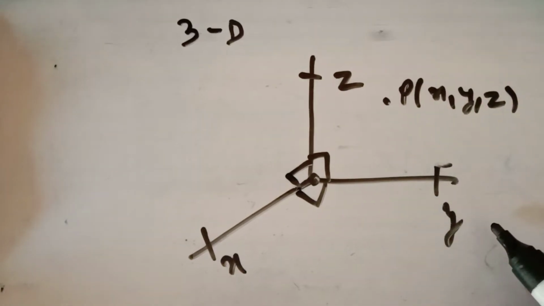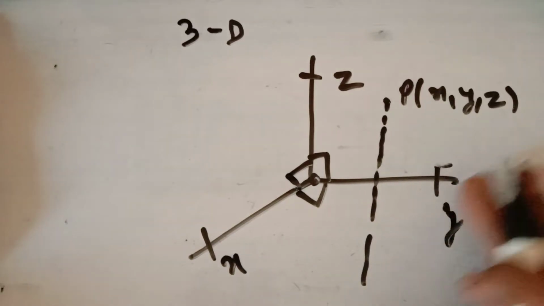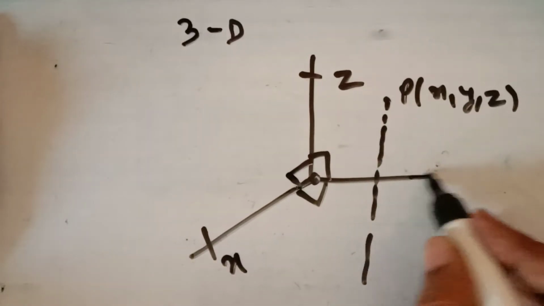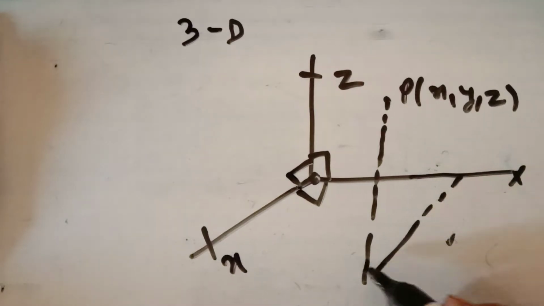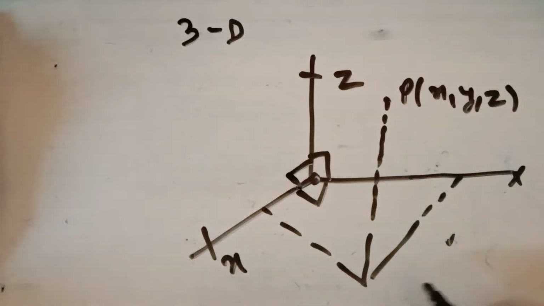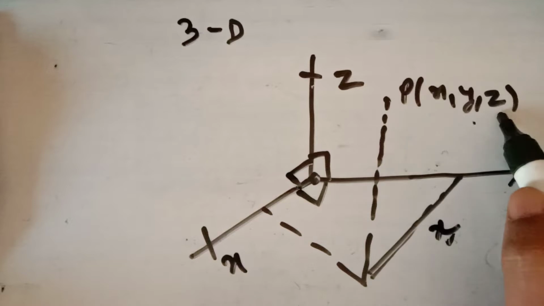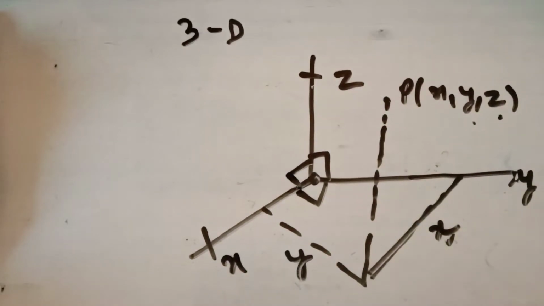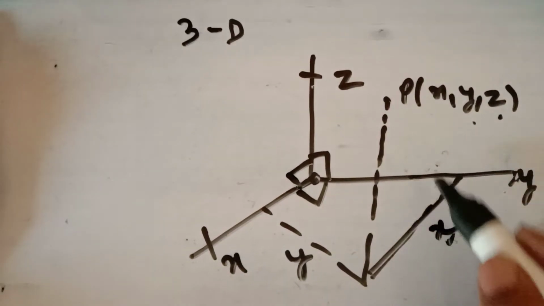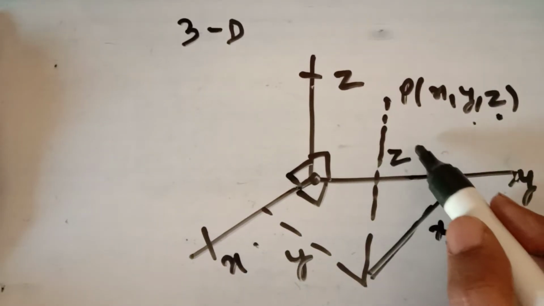X denotes the distance of this point from the yz plane. So how can you denote that? Let us take perpendiculars to all three axes. Now x is the distance from the yz plane. So what is the yz plane? This is the yz plane, and this is the distance of this point from the yz plane. This is known as x. Y is the distance from the xz plane, and the xz plane is this. So this distance is the y coordinate, and z is the coordinate distance from the xy plane. This is the coordinate z.